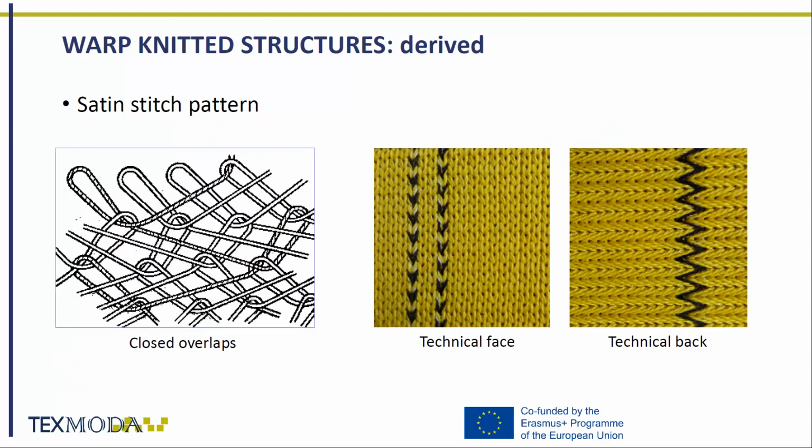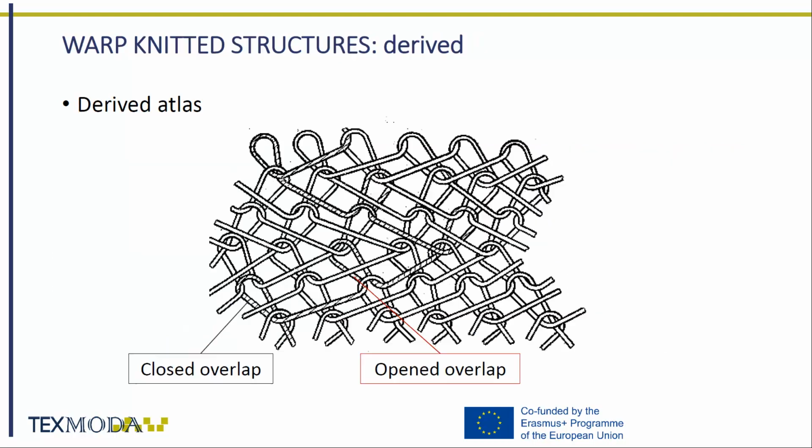In satin stitch pattern, each yarn is laid on every fourth needle in turn and creates even longer underlaps than in the cord stitch. Longer underlaps make surface of the fabric technical back glossy. Derived atlas is created by gradual laying and missed at least one needle between two overlaps.